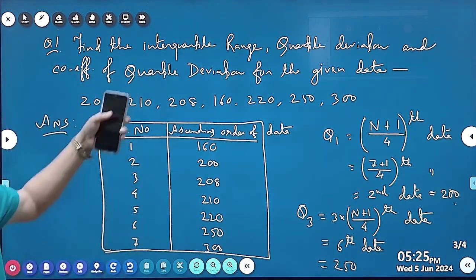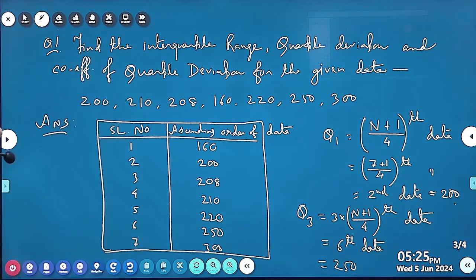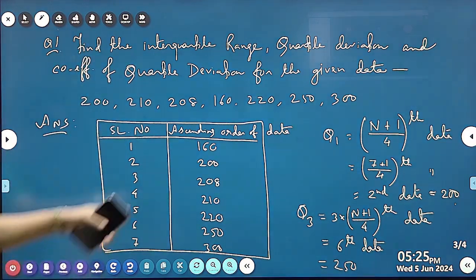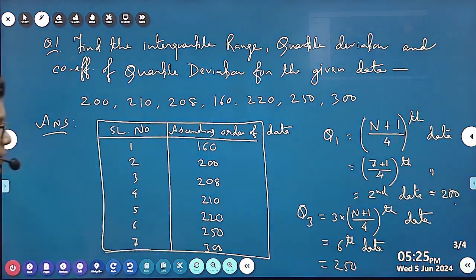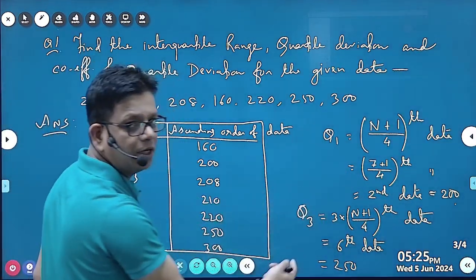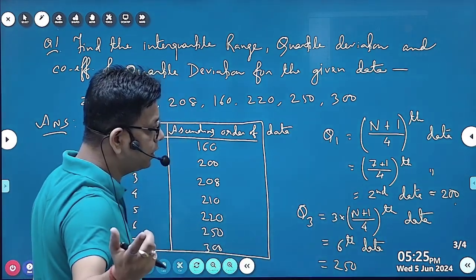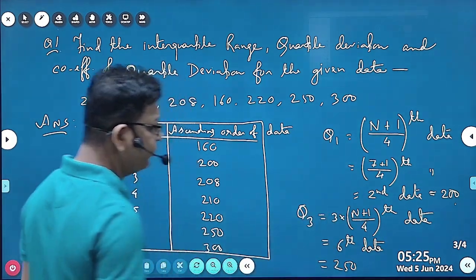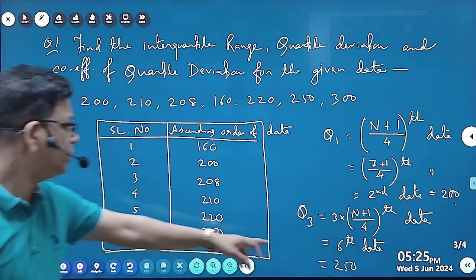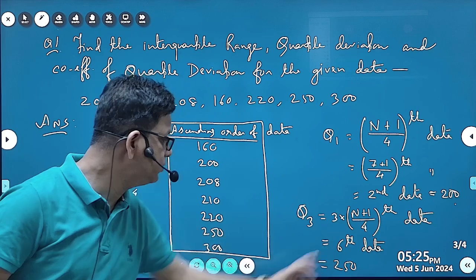Now just keep on putting in these values over there. You will get the required answer. So quartile 1 is 200. Please keep a note: if it is quartile 2, suppose, then you have to do 2 into. If it is quartile 4, then you have to do 4 into, and so on, right? So this Q1 is 200, Q3 is 250.